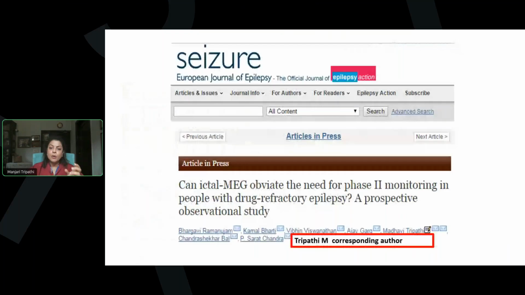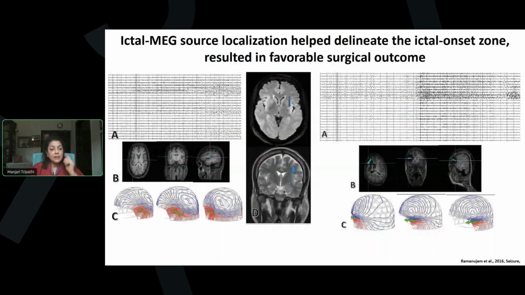Ictal MEG is possible in about 11% of patients because we record the MEG for 3 hours. And you can see here in the MEG system, the patient has had a seizure, and this has picked up the dipole in the anterior insula, which was missed in the MRI.